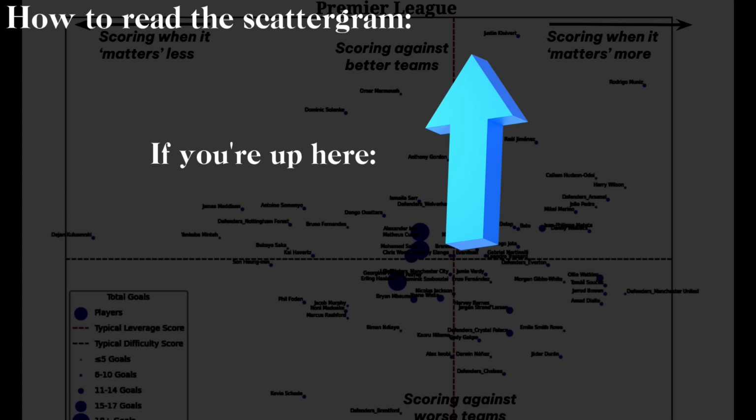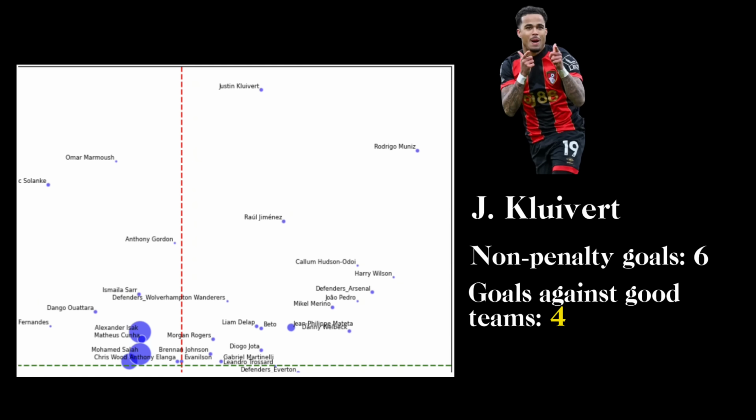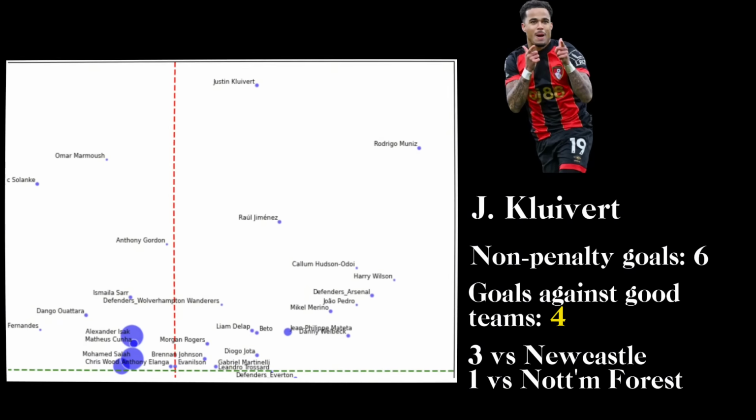If you're on the top part of the scattergram, the goals you scored came against better teams in the division. Justin Kluivert is at the top. Of his 6 non-penalty goals through matchday 30, 4 came against teams in the top 4. Newcastle and Nottingham Forest were both on 7-match unbeaten runs prior to their games against Bournemouth.